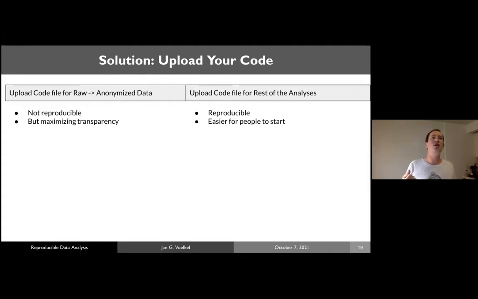I used to do it in the way that I would say, okay, here's my entire code. Step one is the anonymization, and it's all in the same file. But then if people just run your code, it doesn't work, right? Because they don't operate on the raw data file. So I would recommend to have these two different files. The step from the raw data file to the anonymous data file is obviously not reproducible as long as people don't have access to the raw data file. But you're still maximizing transparency because people can see exactly what you did in that step. And then all of the steps that operate on the anonymized data file are reproducible, and it makes it very easy for people to start by loading the same data set as you do in this file.